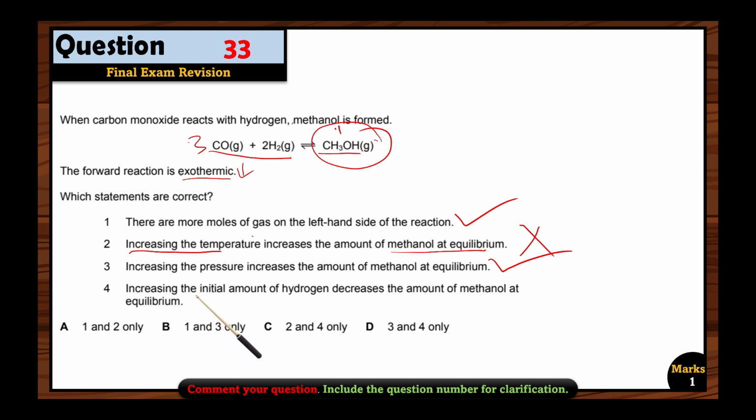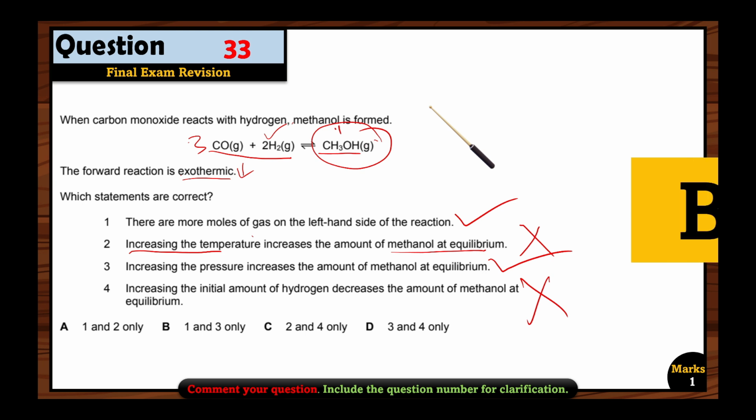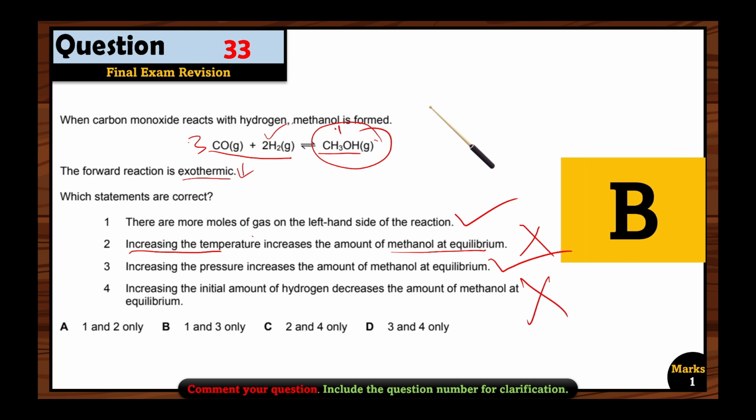Increasing the initial amount of hydrogen decreases the amount of methanol at equilibrium. That's wrong. Why? Because if you increase the reactants, you will get more product. So only option 1 and 2 are the right option. Sorry, 1 and 3 are right. So option B is the correct option.